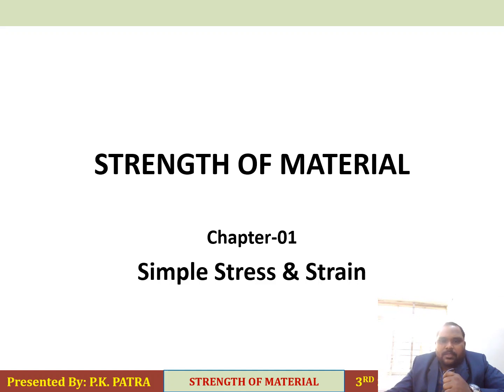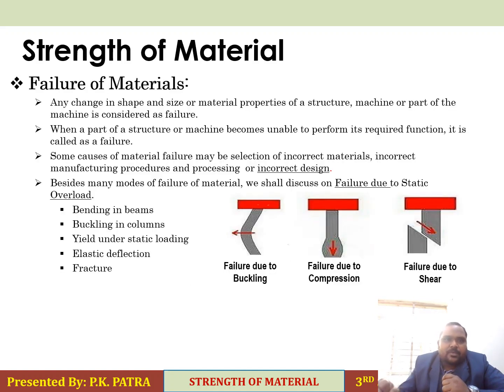Today we will learn simple stress strain, chapter 1 of strength of material. So let us discuss. First thing in this chapter we will discuss about the failure of the materials. Nowadays you can see every product that you see nowadays are made up of some kind of material. The material may be aluminum, steel, copper and whatever.